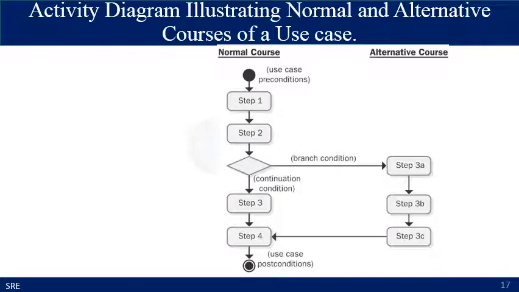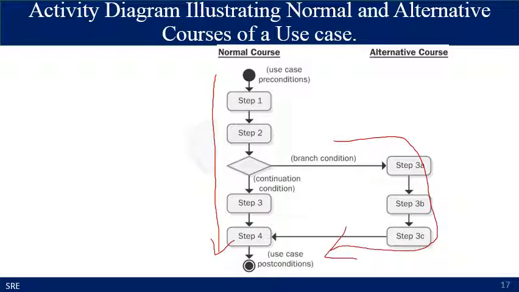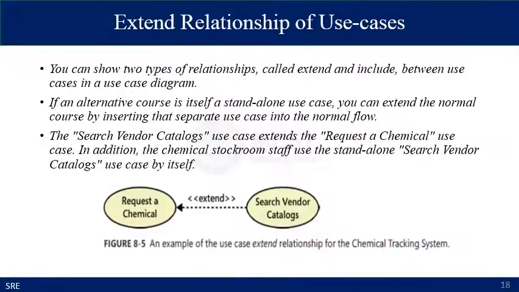So here is an example of an activity diagram illustrating the normal and alternative course of a use case. So this represents the normal flow, and here is an alternate flow where we described how the normal flow can be branched to an alternate flow, which can again rejoin the normal flow at a later stage during the execution.